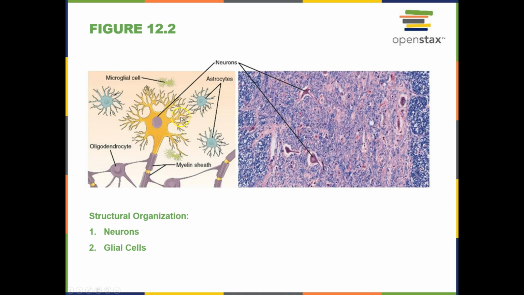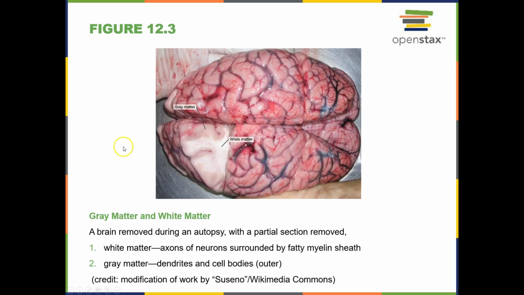We also can look at the cells of the nervous system. Structurally, we have neurons. You can see those. And then we have these tiny little neuroglial cells. Neurons are the cells that are excitatory and send signals. Glial cells are your protector cells of the nervous system.